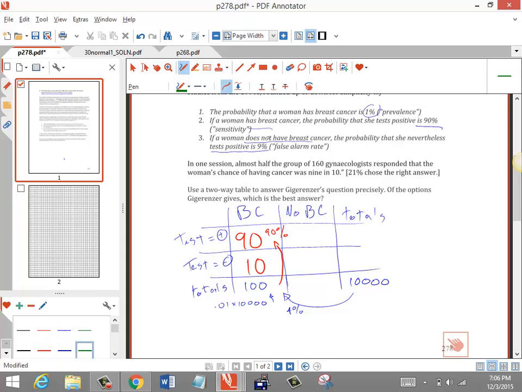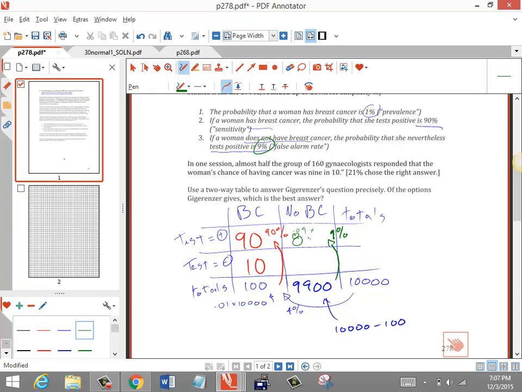Now this other one right here is the 9%. Of the people who do not have cancer, how many test positive? 9% of them test positive. So what number goes in here? Well, we know that this plus this has to equal that. So this number is really just 10,000 minus 100, which is 9,900, right? Okay, what's 9% of that? Well, that's 0.09 times 9900.